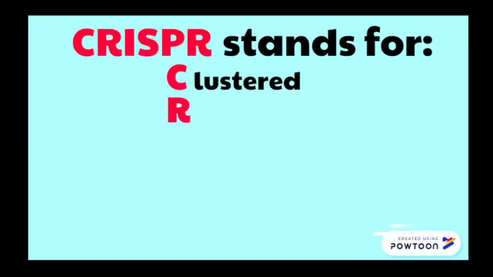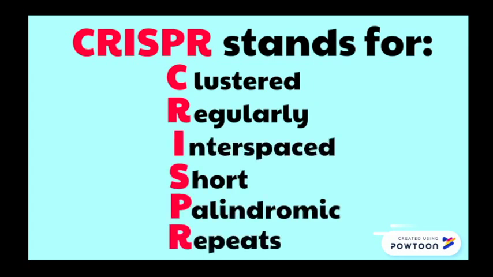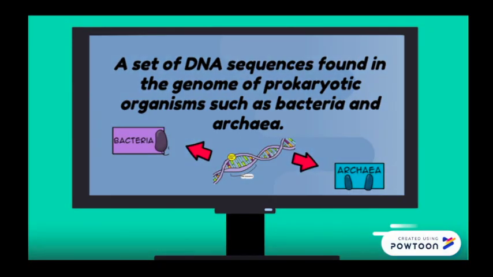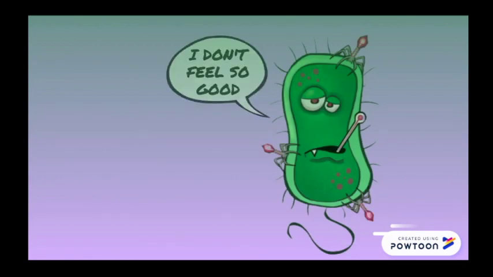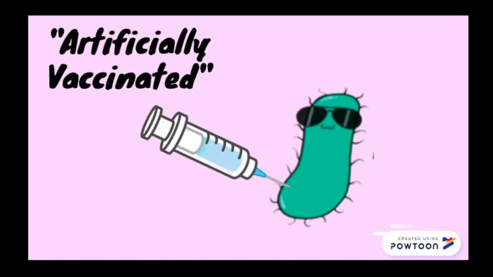CRISPR, which stands for Clustered Regularly Interspaced Short Palindromic Repeats, is a set of DNA sequences found in the genome of prokaryotic organisms, such as bacteria and archaea. These sequences are derived from DNA fragments of bacteriophages that have previously infected the prokaryote. Thus, they seem to have been artificially vaccinated, as that is their immune system.